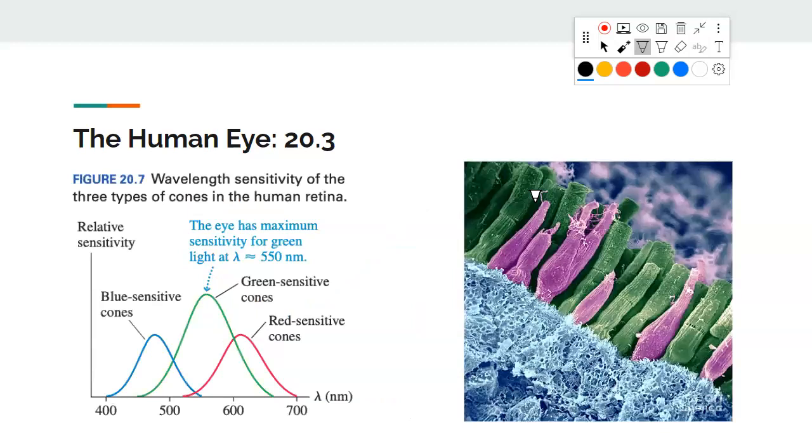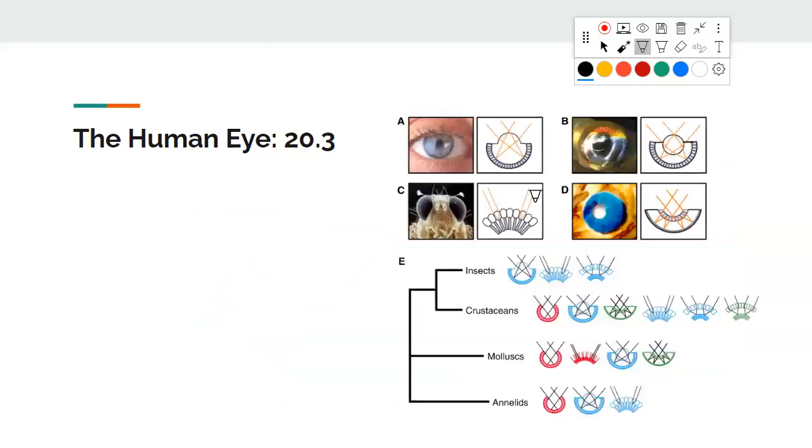And so, like I said, some cones are sensitive to blue, some to green, some to red. This is a dyed image. Sorry, the green things are rods and the purple things are cones. You can tell from their shape.